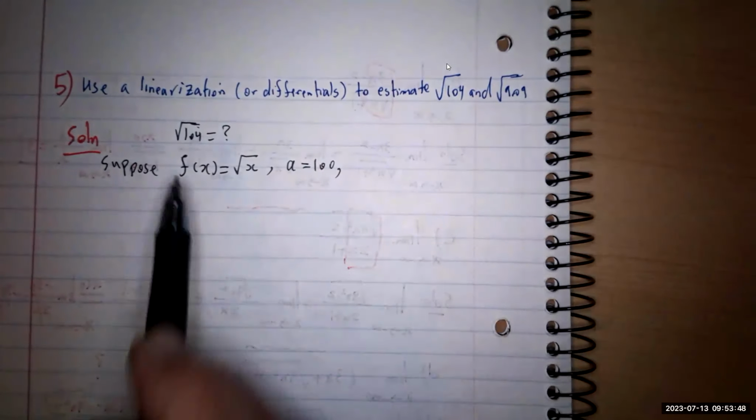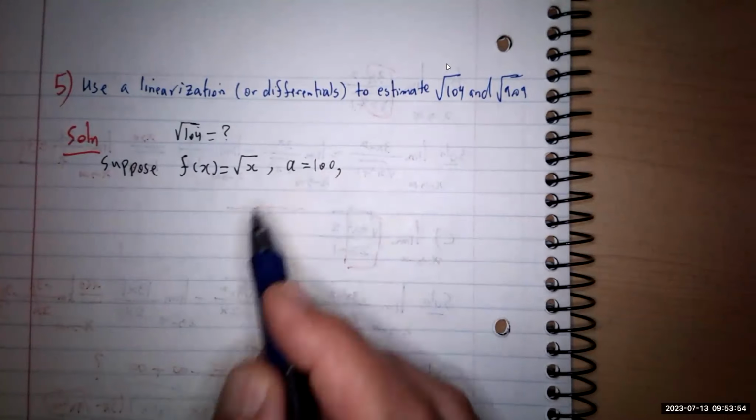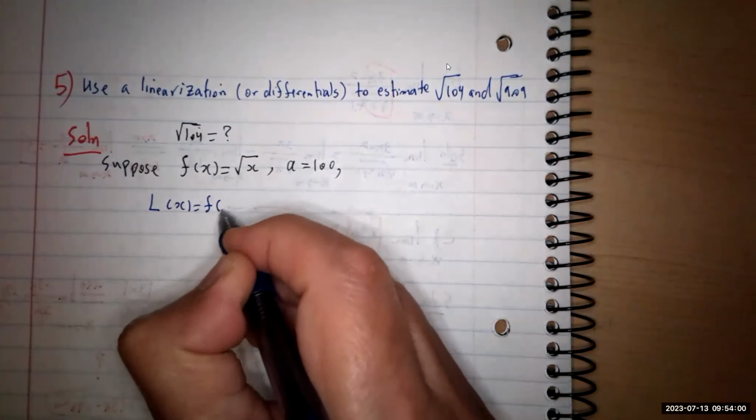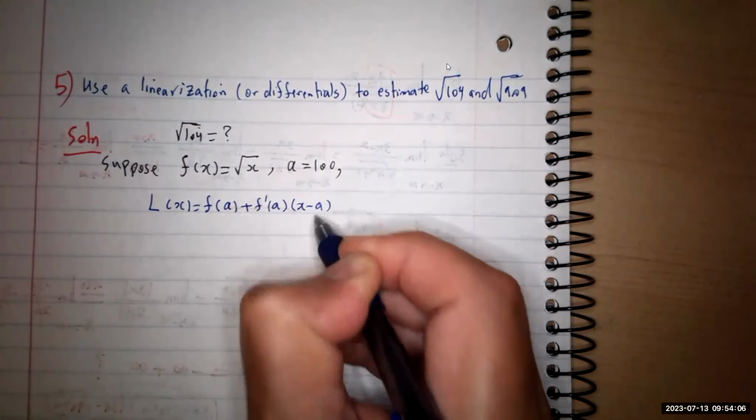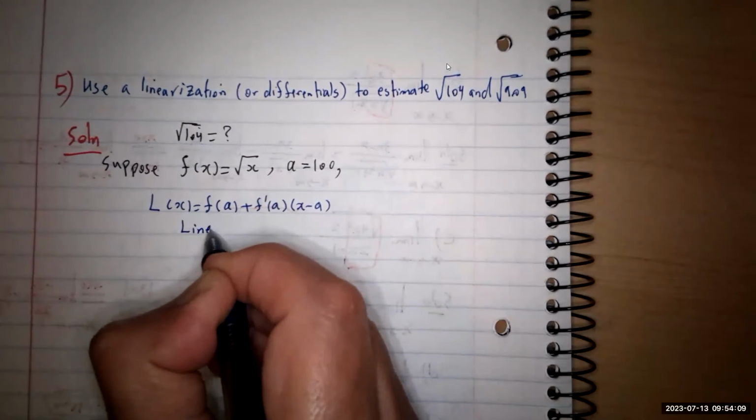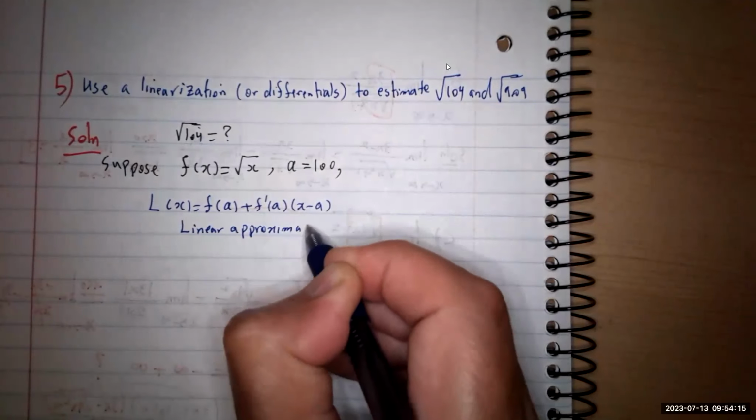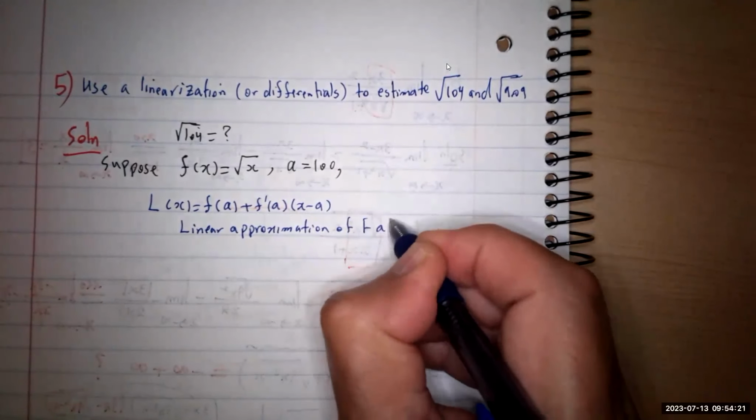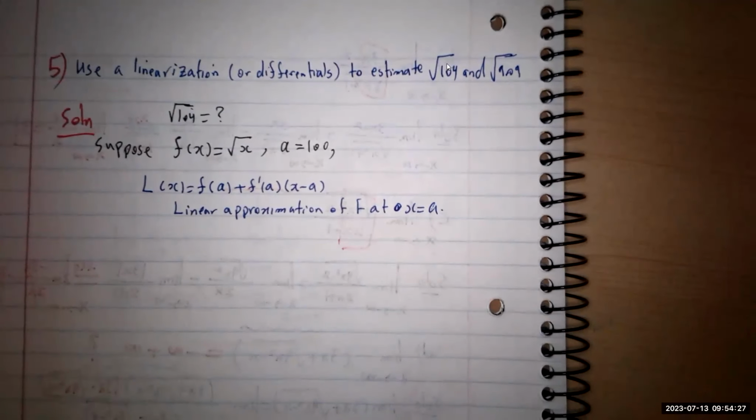So this is the way you do it. You are going to find a linear approximation or just a tangent line problem around the A. Remember the formula, L of x equal to, I write the general formula, f of A plus f prime of A times x minus A. This is linear approximation or linearization, approximation of f at x equal to a, or just the tangent line, a tangent line to the graph of the function at x equal to a.